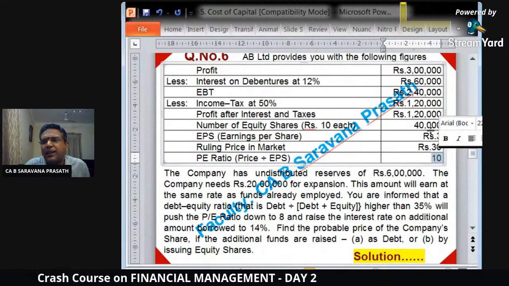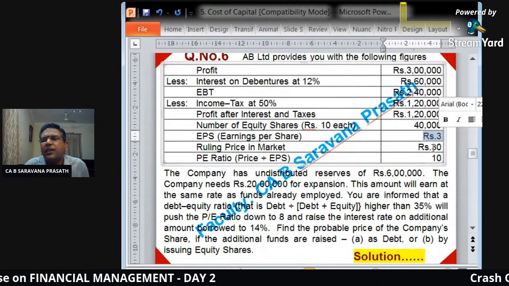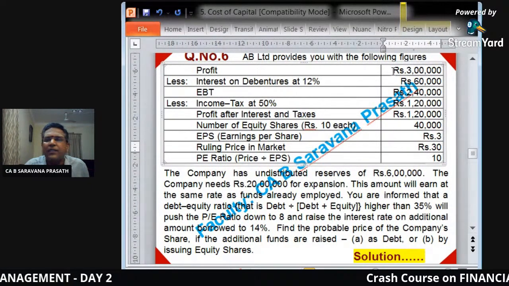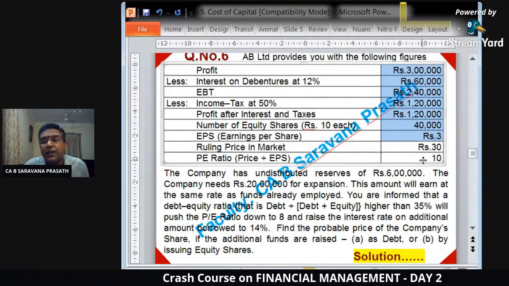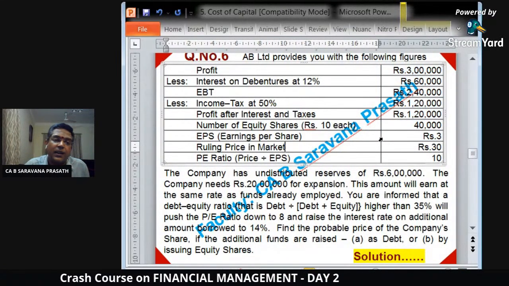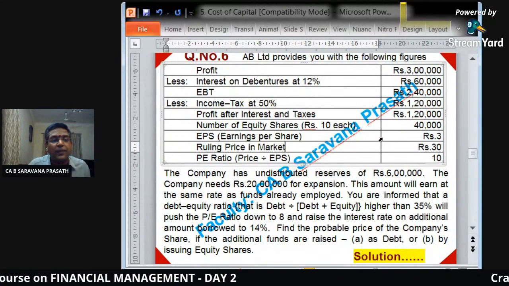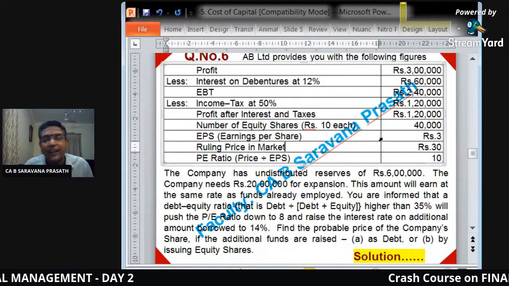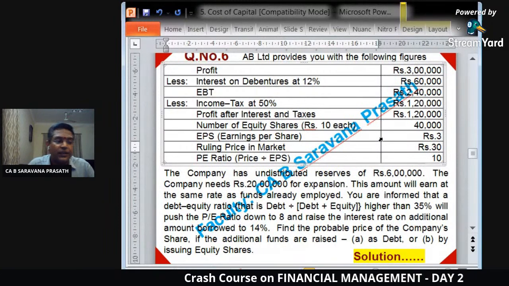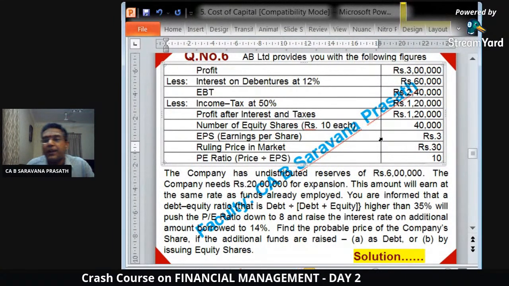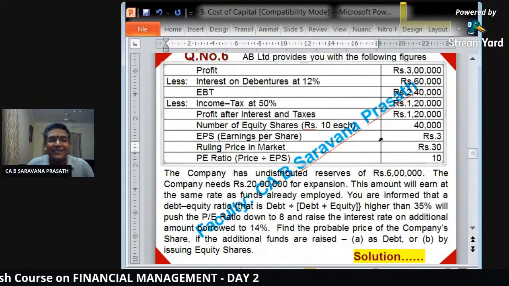For example, here 10 into 3 equal to 30 rupees. Same way, I will calculate this up to 3 rupees or whatever EPS, then use the P/E ratio, multiply and get the market price. This is the structure of my presentation. Now for that, I will have to do some preparatory workings. The first preparatory working, I will show in the next slide.